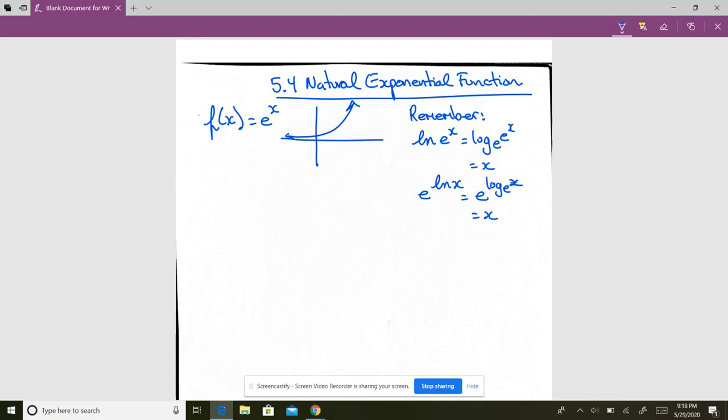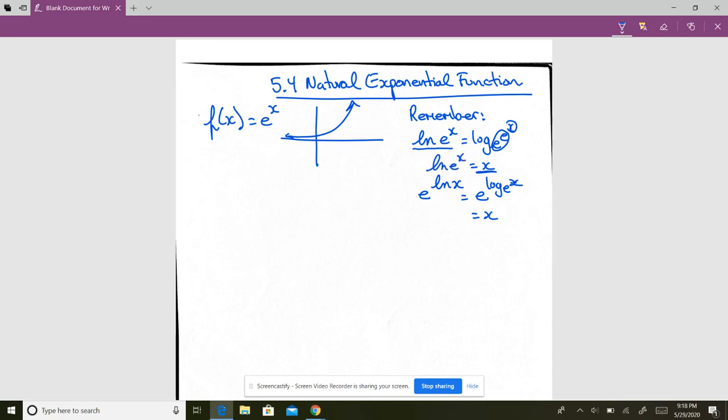The natural log of e to the x. Natural log is log base e. When these bases match, your answer simplifies down to just whatever the exponent is. So in this case, x. So if you ever see natural log of e to the x, that equals x.